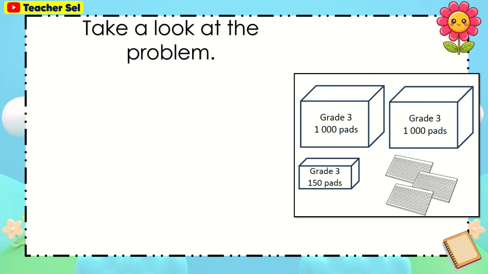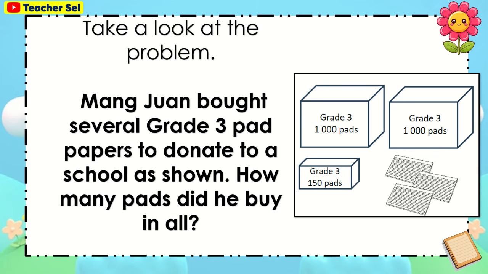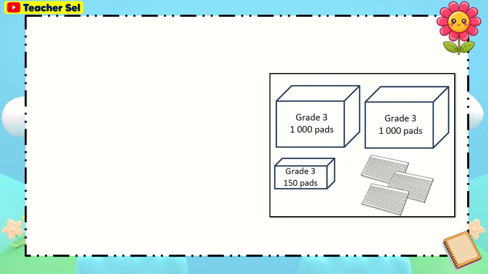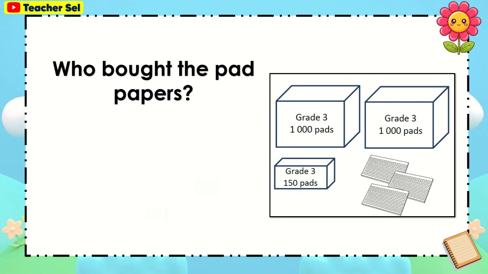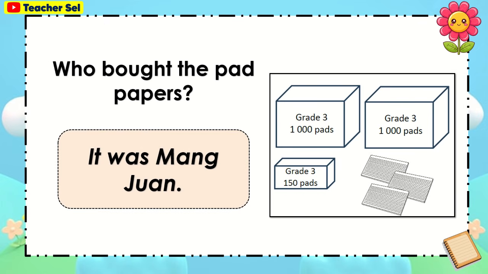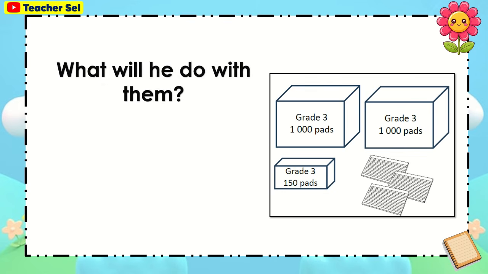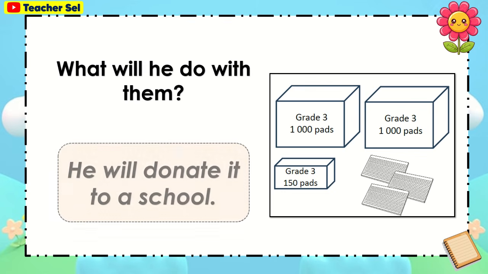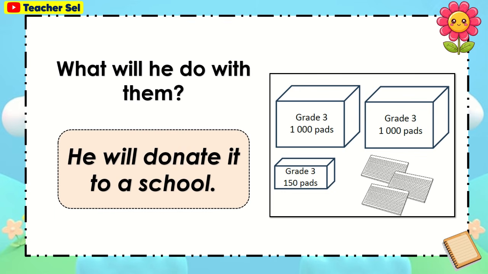Take a look at the problem. Mang Wan bought several grade 3 pad papers to donate to a school as shown. How many pads did he buy in all? Who bought the pad papers? It was Mang Wan. What will he do with them? He will donate it to a school.